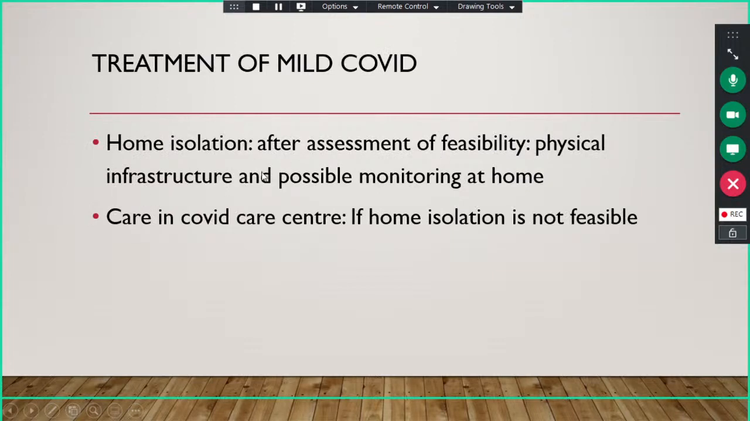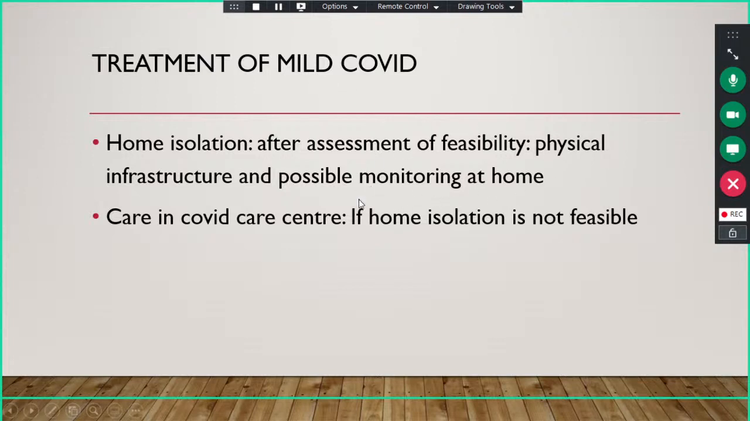Treatment for such a patient is home isolation after assessment of feasibility. So how do you assess the feasibility? You check how many rooms they have, whether there is a separate room with a separate washroom, and whether there are any people who are elderly, at risk of developing an infection with very high case fatality. And the other important thing is that there is someone to monitor. An adult patient may monitor self, but a child should be monitored by an attendant or parents.